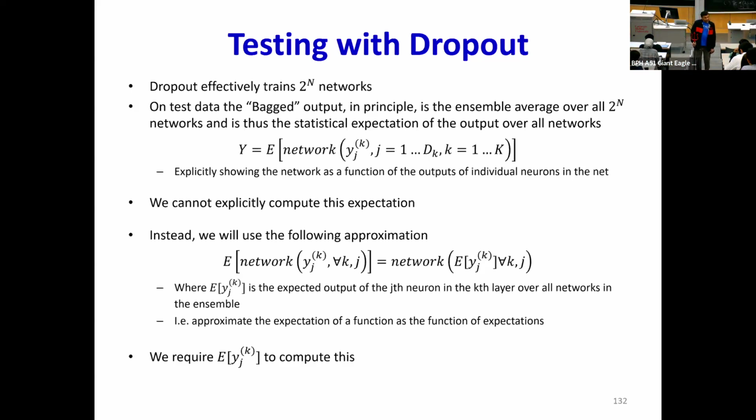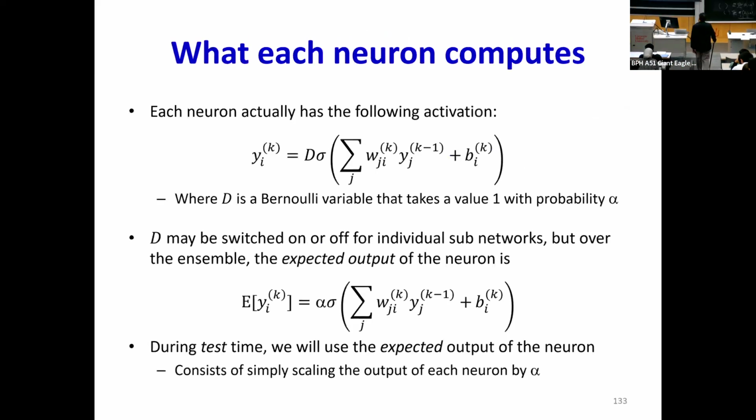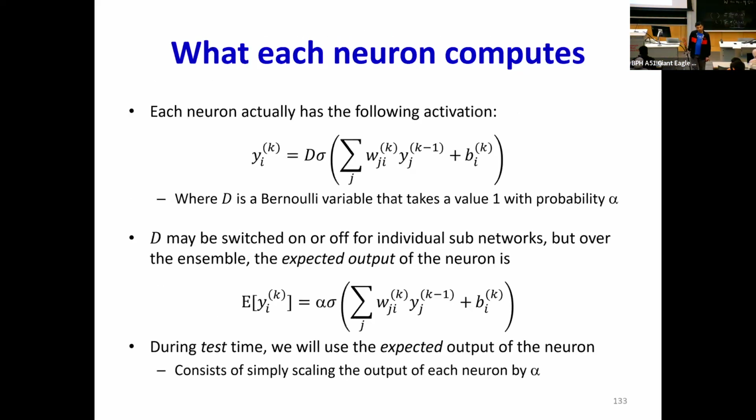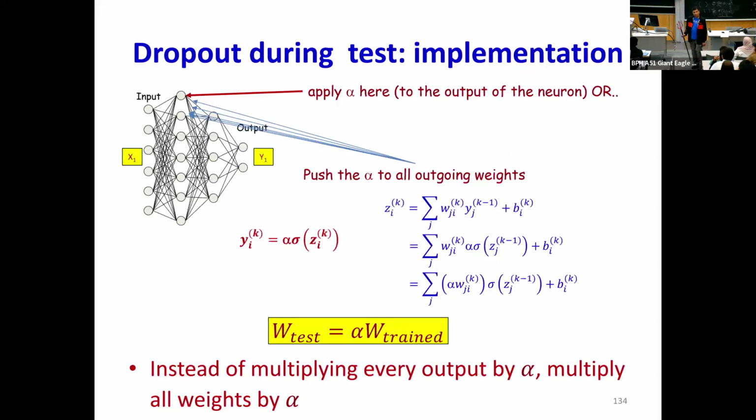And so once I write it this way, for inference, all I'm doing is replacing each neuron by the expected output using dropout. And what is the expected output using dropout? Each neuron is actually now a Bernoulli variable, right? The output of the neuron was multiplied by some variable d, which became 1 with probability alpha and 0 with probability 1 minus alpha. So the expected value is simply alpha times the actual output of the network. And so during inference, all you'd need to do is to multiply all the outputs by alpha, and you're done.